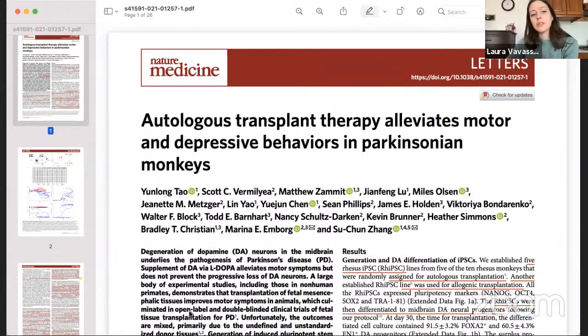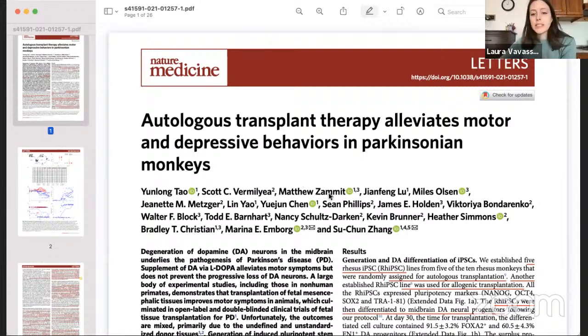But the problem is that when you graft cells from one animal to another, there can be issues of compatibility. So the fact that pluripotent stem cells can be extracted from other cells of the same individual opens the possibility to use cells coming from the same animal, transplanting them after they have been differentiated into the type of cells that we need.